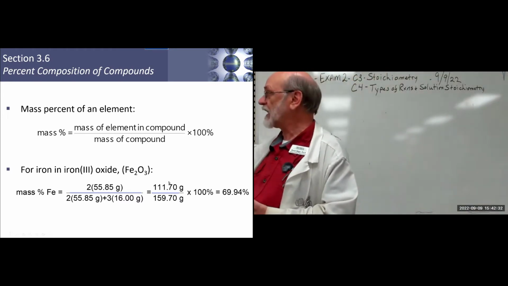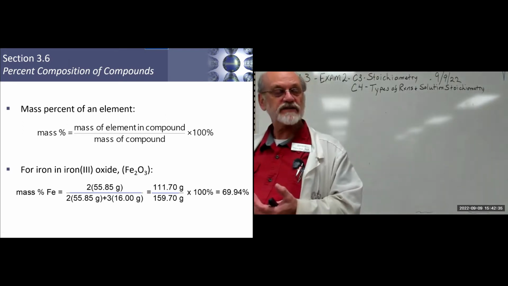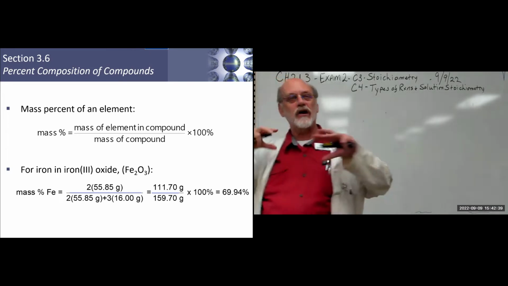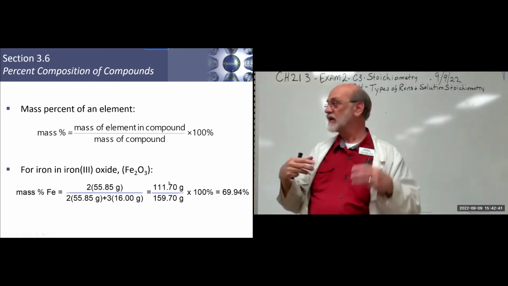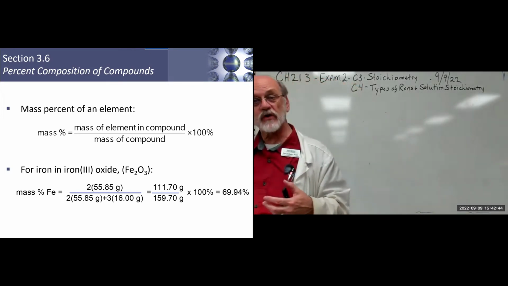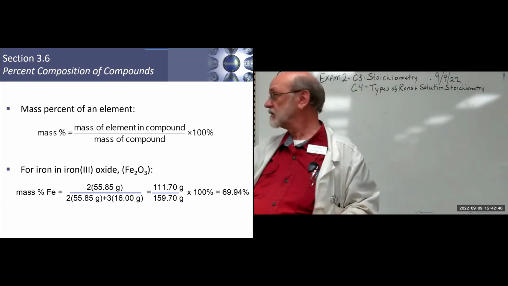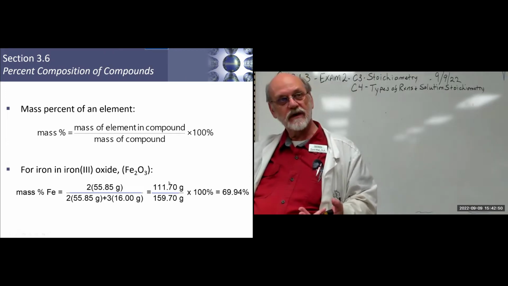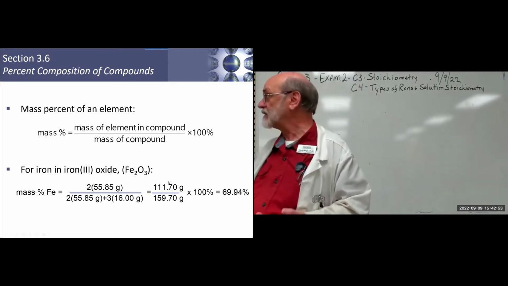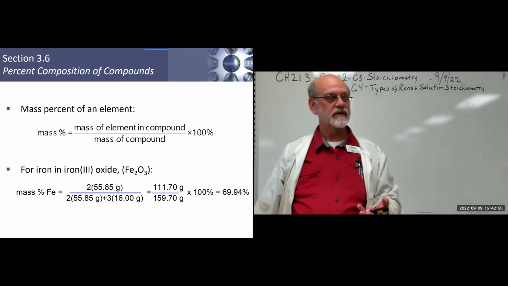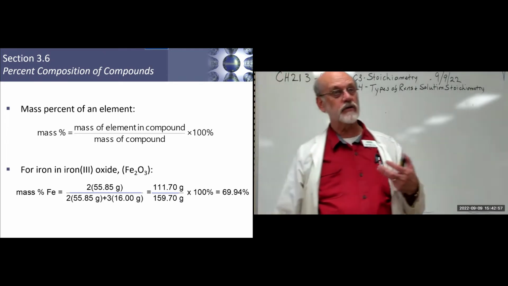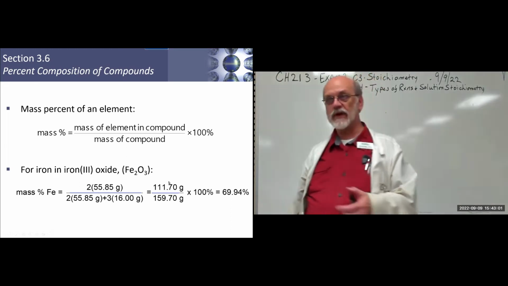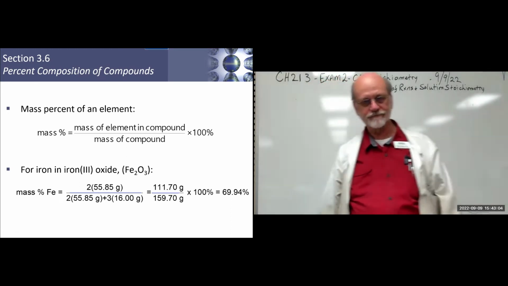So that's why we multiply 2 times 55.85. That's the molar mass of iron. And that's ratioed to the entire molar mass of the compound. So you have to have iron in there also, plus whatever's left over. That's why we have 2 irons in the numerator and the denominator. In the denominator, you add 3 oxygens. That's the ratio of iron to the compound. Then times 100 is percent. Okay?